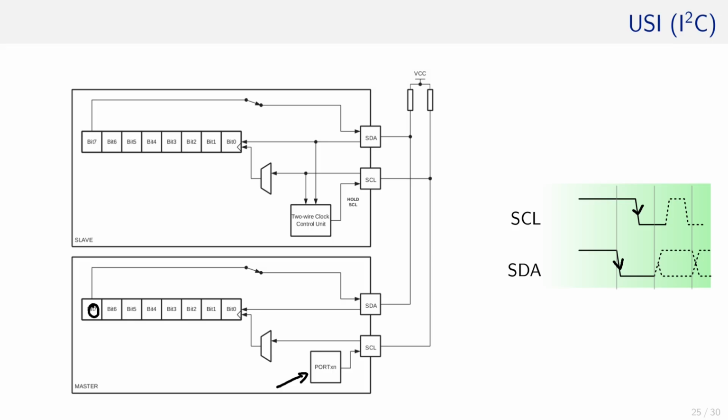The same is valid for any other condition in the I2C bus, such as the stop or the repeated start condition. An exception is the 2-wire clock control unit, which is activated in the slave only. It detects the start condition and can generate an interrupt to, for instance, wake up the ATtiny from a powered down mode.